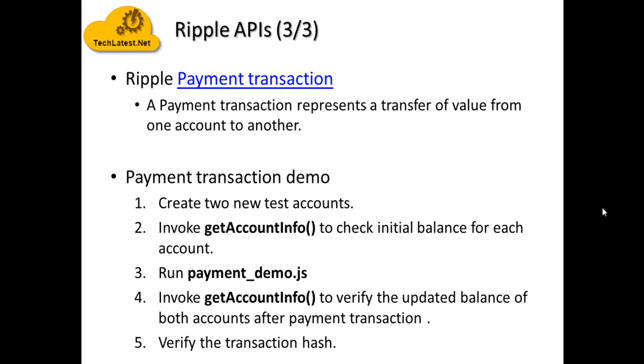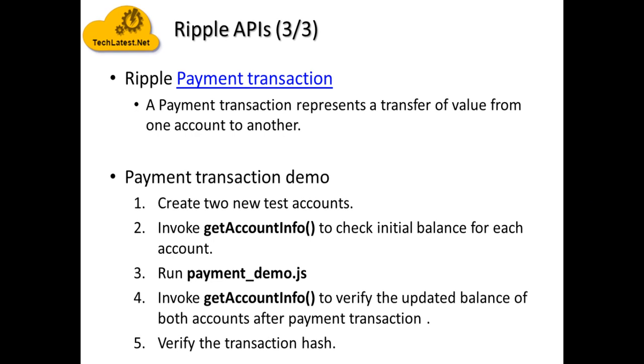Then again we are going to invoke the get account info method to verify the updated balance on the two accounts. Okay, so let's say if we transfer 100 XRP from account 1 to account 2, then account 1 XRP balance should get reduced by 100 XRP, and account 2 should have extra 100 XRP added to it. And also in our get account info, we receive the previous transaction hash. So we are going to verify that the hash mentioned in the payment demo.js output is the same as that of the previous transaction hash we see in the get account info. Okay, so let's get into the demo.